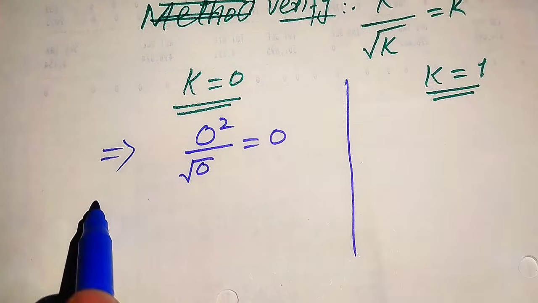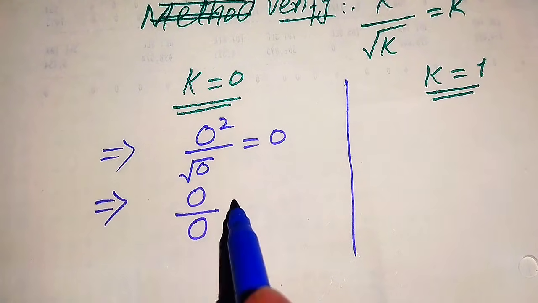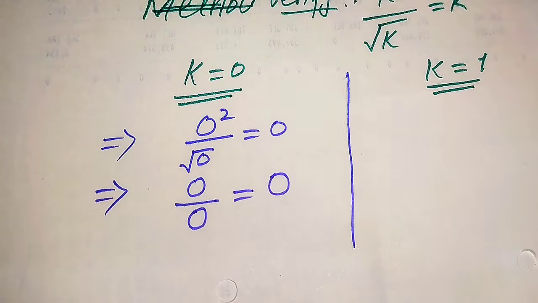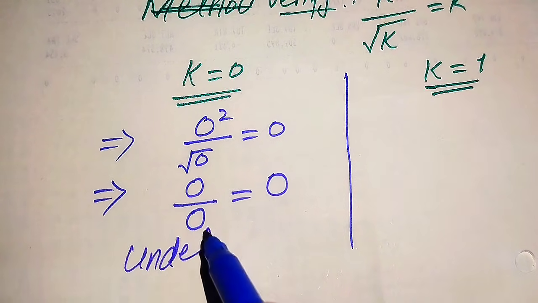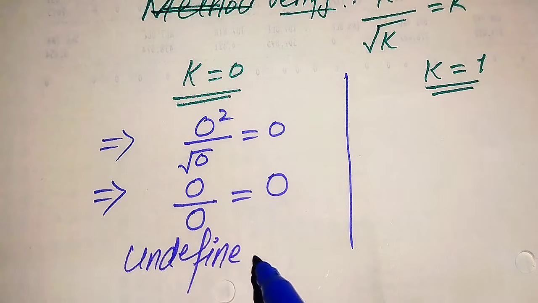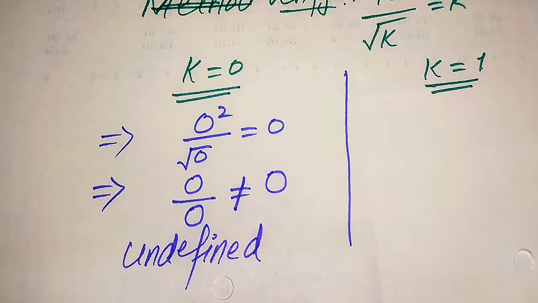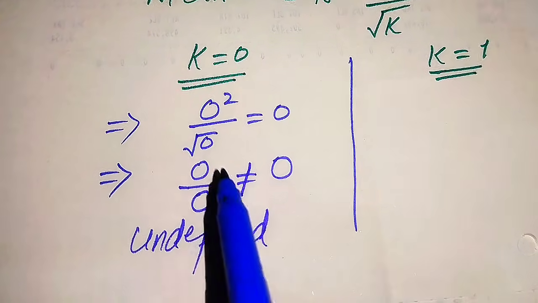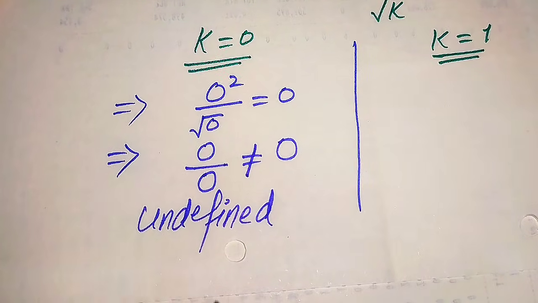Okay, so here you see that 0 square becomes 0 and square root of 0 is also 0, so 0 over 0. This form is usually called the indeterminate form, or in other words, we just say that it is undefined. So if our left hand side is undefined, this means that both of the sides are not equal. So if both of the sides are not equal, we conclude that k equals 0 is not the solution of the given equation.